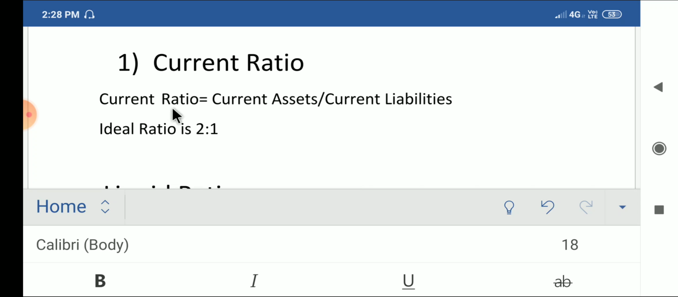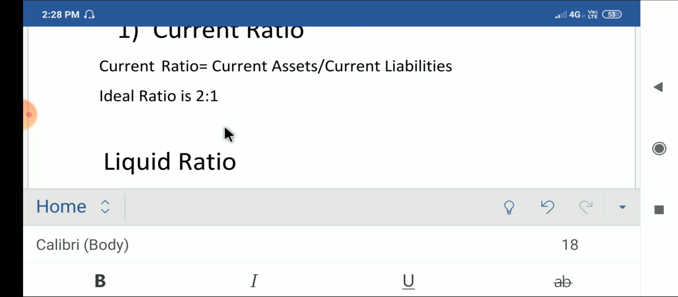Formula of the current ratio: current assets divided by current liabilities. Current assets are most important for any business and any firm.